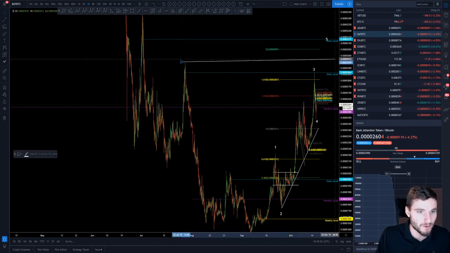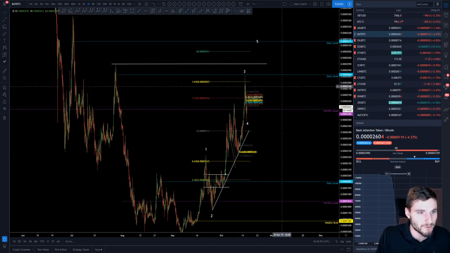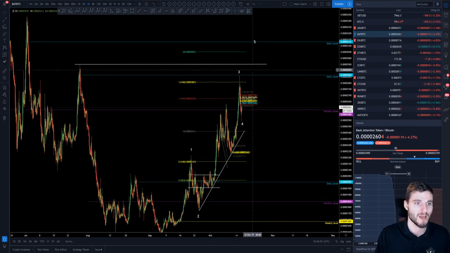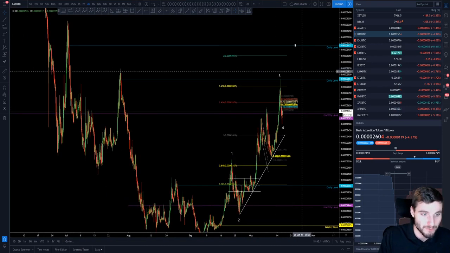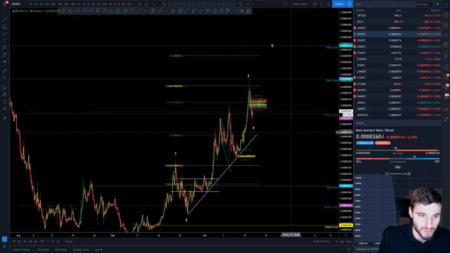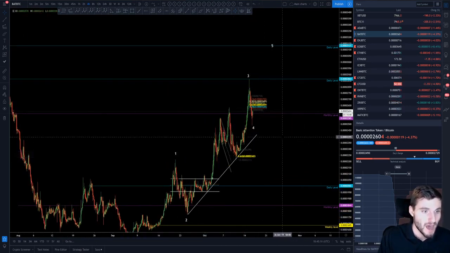The secondary level I would be aware of are these highs. So that would be your viewpoint of this coin, coming up to around the highs, then up to that secondary daily level. I still believe Basic Attention can absolutely move up to this target, in my opinion.